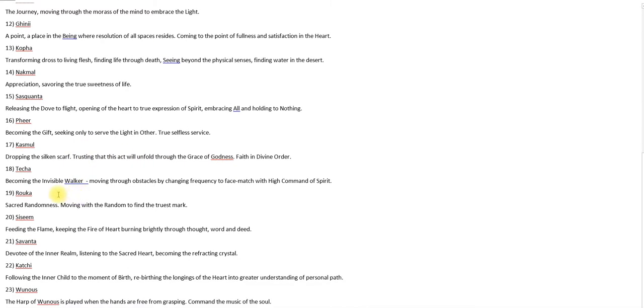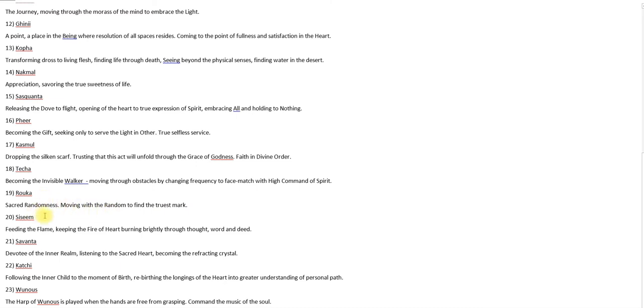Techa, becoming the invisible walker, moving through obstacles by changing frequency to face match with higher command of spirit. In other words, obstacles are not things to batter through, to overcome in the sense of a battle or a fight, a struggle. It is moving through by changing your frequency to face match with high command of spirit.